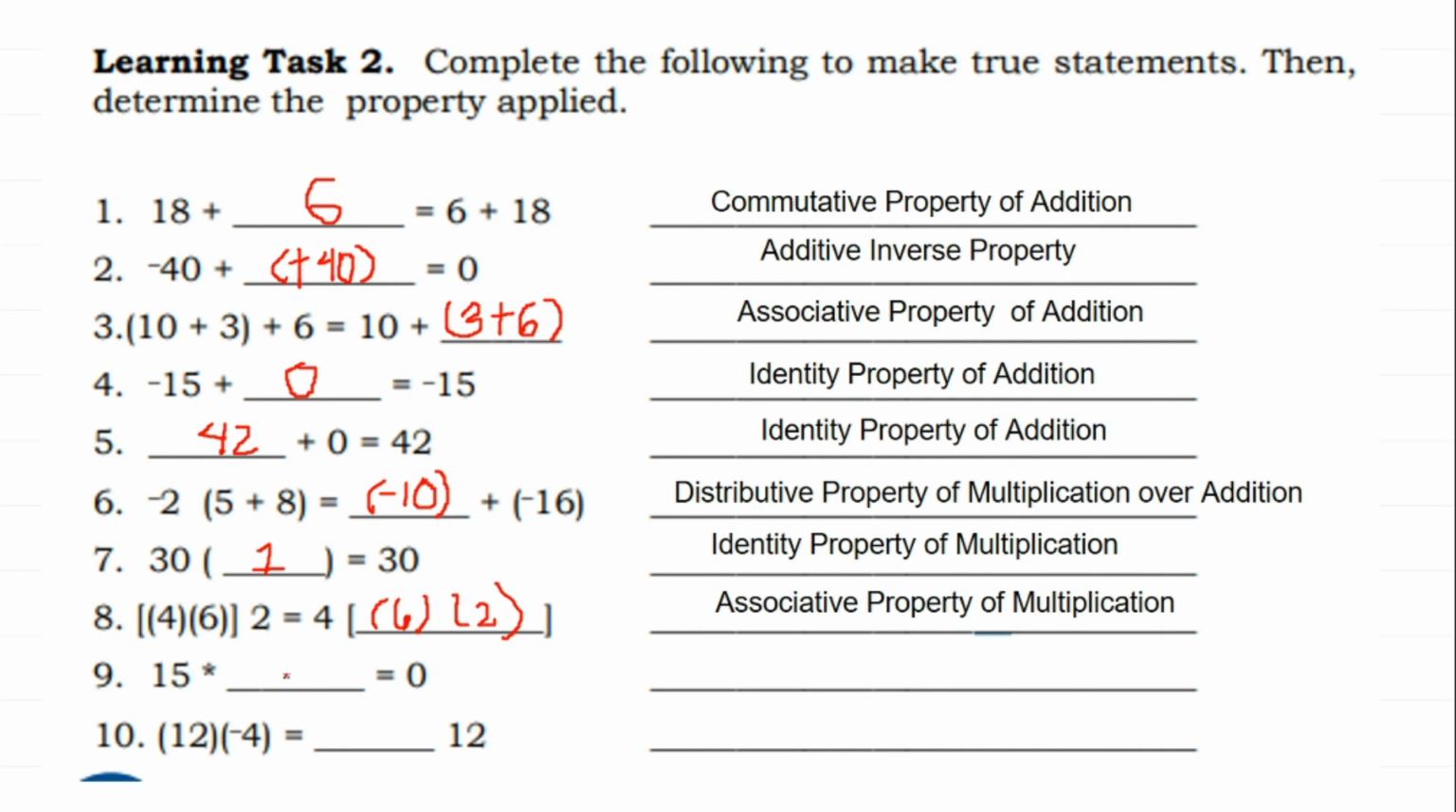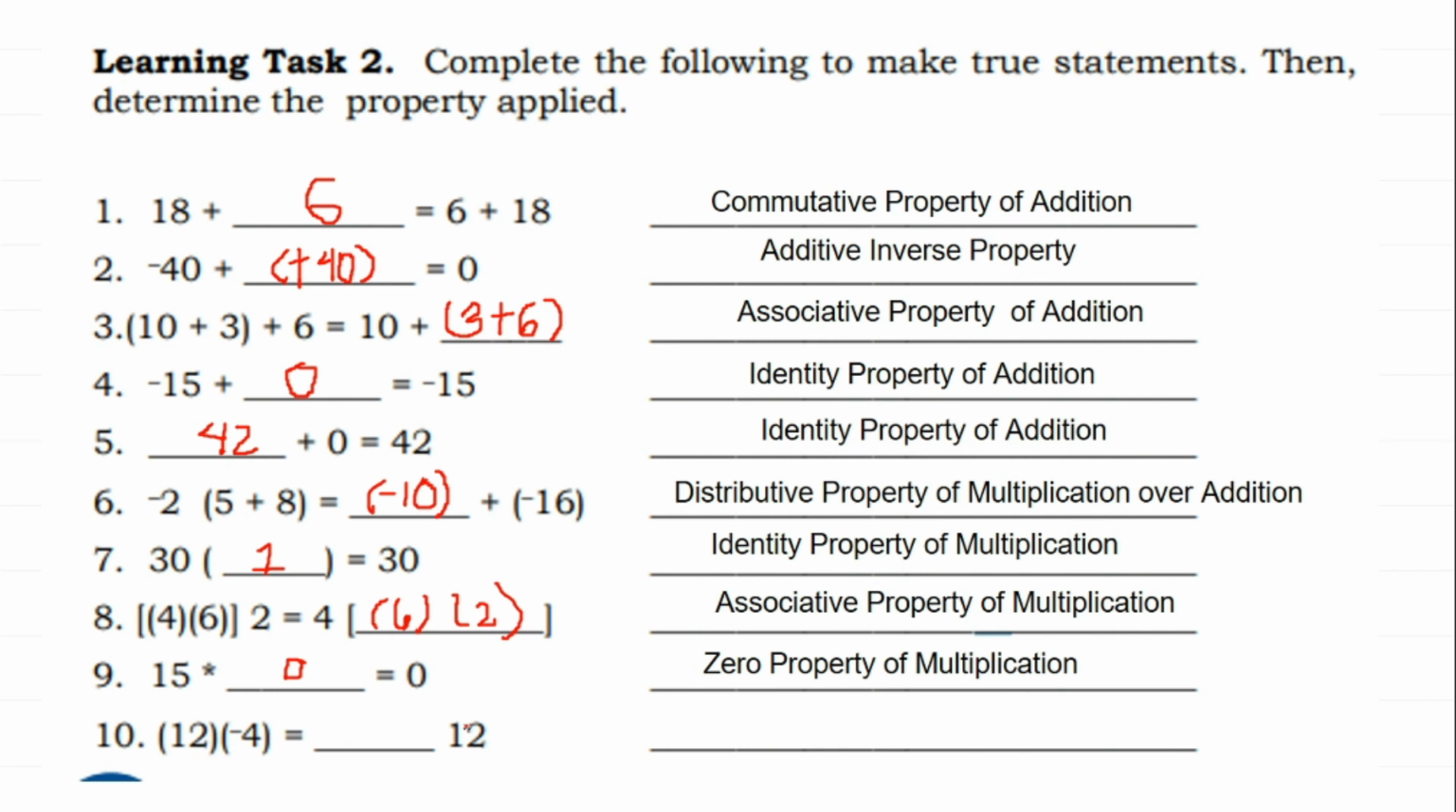15 multiplied to a number that will give us 0. So ano daw i-multiply natin sa isang number para makuha ang 0? Yun ay 0. Okay? So this is under what? Zero property of multiplication. Kasi sabi sa zero property of multiplication, any number multiplied to 0, ang sagot ay 0. Kahit yan ay 1 million pa, i-multiply mo kay 0, 0 pa rin ang magiging sagot.